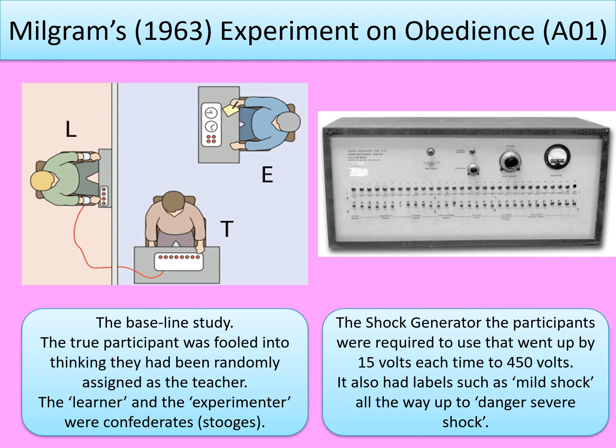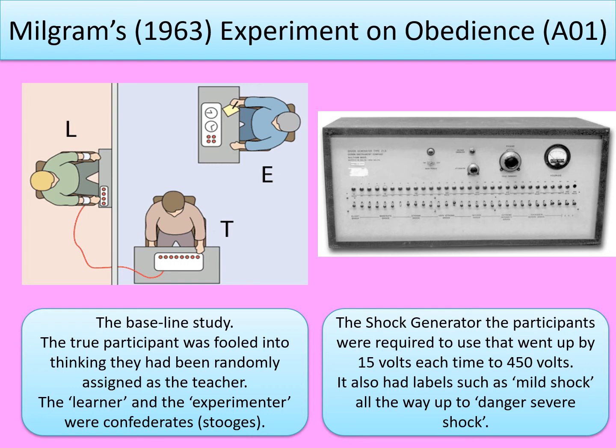And just in case people didn't know anything about voltage, on the shock generator it had words written on it like danger, severe shock, XXX, danger to life, and so people would be aware that they were administering extremely high electric shocks. So this was the setup of the experiment, and the aim of the investigation was to find out whether the teacher would keep electrocuting the learner just because somebody in authority was telling them to do it.